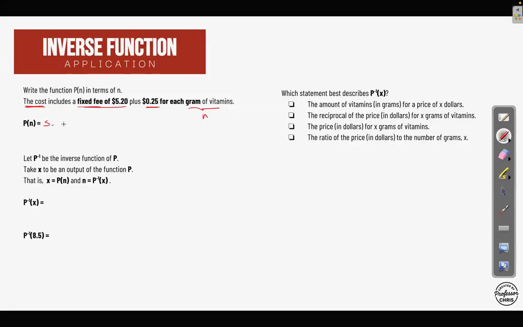That is a given, so 5.20, and then you're going to be adding 0.25 per gram. So N represents the gram. So you're going to be multiplying whatever quantity you're given times 0.25. So if we stop here for a moment, this function has to take as an input the grams that you want to be obtaining. And as an output, you're going to be getting the amount to pay.